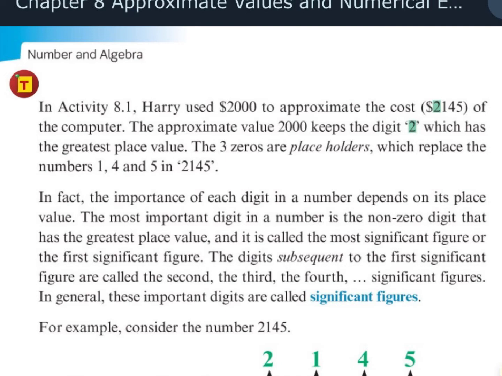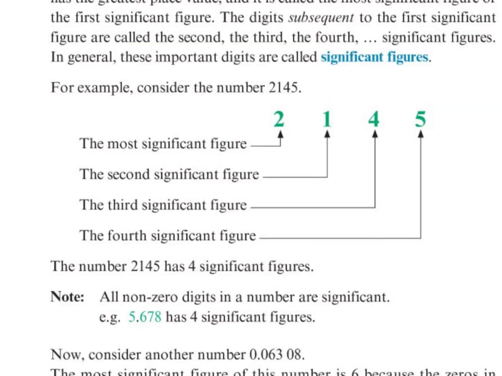As we just mentioned, 2 is the greatest place value, and we will use it as the most significant figure. That's why 2 is the most significant figure. We call it the first significant figure. The second figure next to it, we call the second significant figure, even if it is 0. The third significant figure is 4, and the fourth significant figure is 5 here.